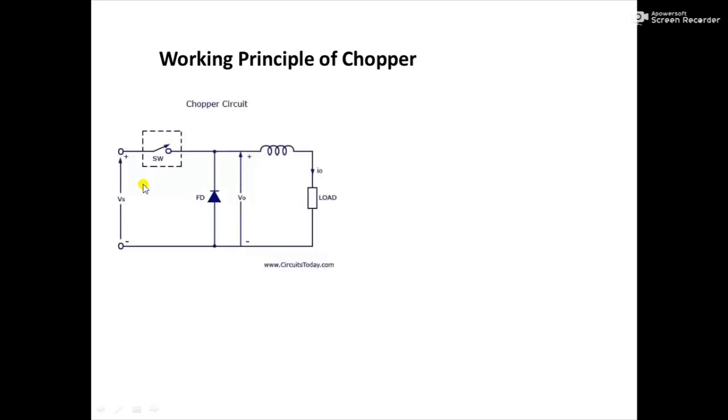Now let us understand the working principle of chopper. For this we have considered the same circuit. You see here, this is the DC voltage supply. This is a switch here. Now this switch is nothing but the chopper. The switch shown in this dashed box is the chopper. The switch can be any power electronic switch. For simplicity, we have just represented it as a simple switch. So this is your chopper.